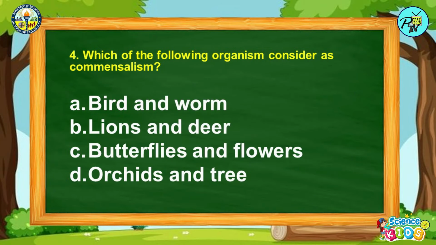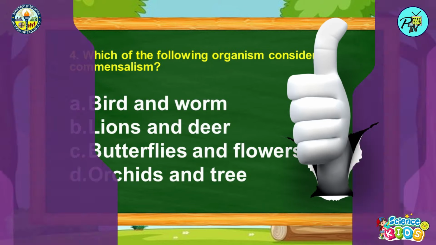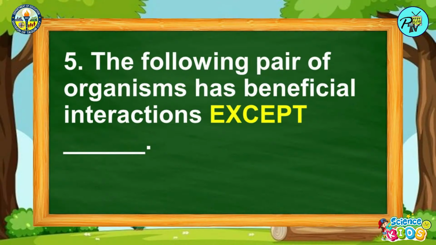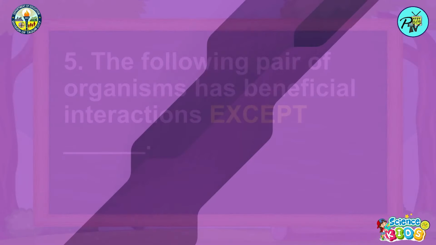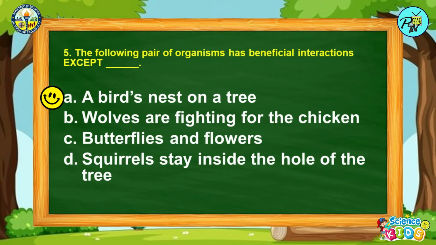Time is up. If your answer is letter D, orchids and tree, you got it right. Number 5. The following pairs of organisms have beneficial interaction except A. A bird's nest on a tree. B. Wolves are fighting for the chicken. C. Butterflies and flowers. D. Squirrels stay inside the hole of a tree.